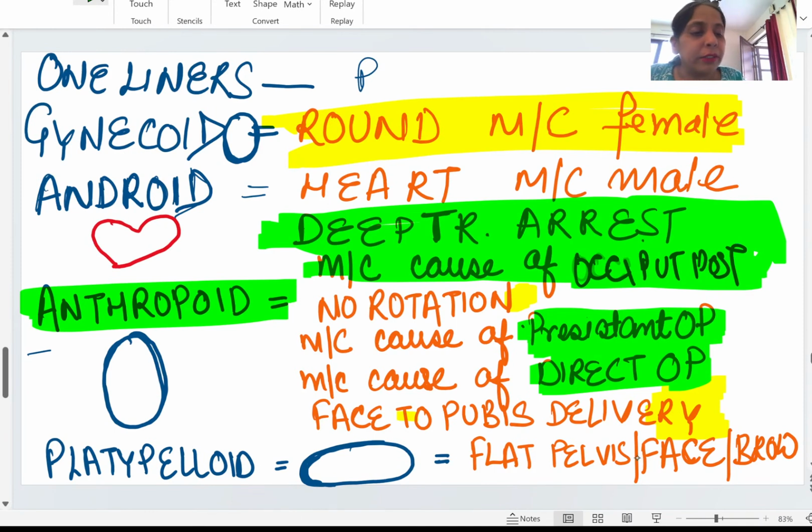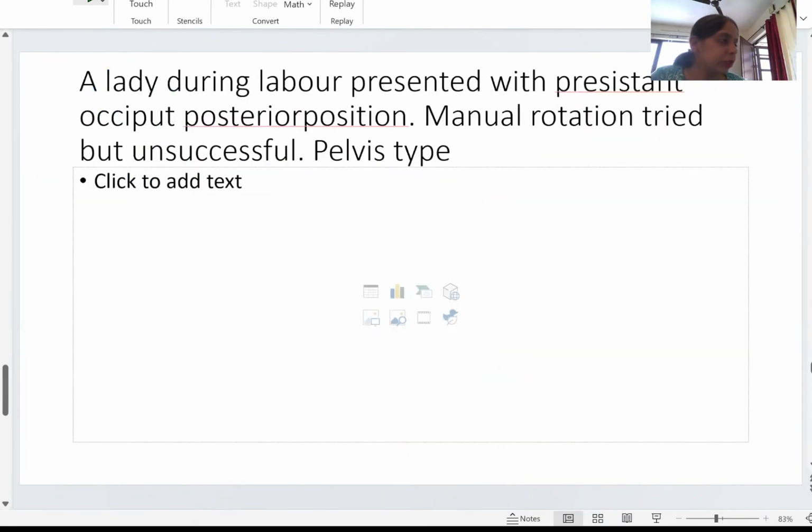The platypelloid pelvis is responsible for face and brow presentation. Take this question.